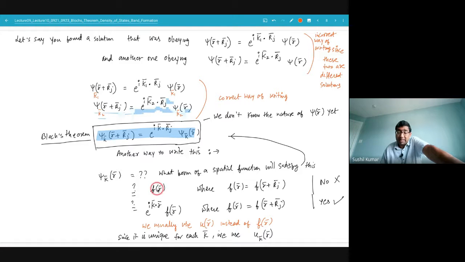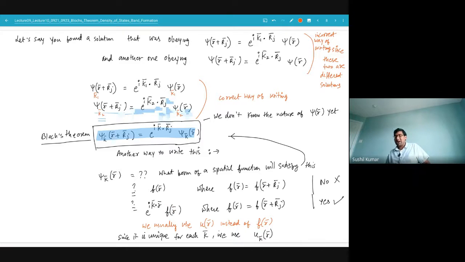Let's argue. Should it look like a function which is periodic with position? No, it cannot be. Because if it was periodic with position, this on the left hand side would exactly be equal to this on the right hand side. So this phase factor should not be there. So in other words, this wave function should be of this form, where you have e to the i k dot r times a function which is periodic with lattice.